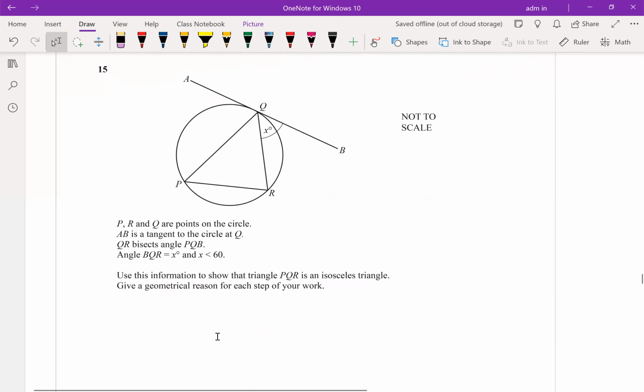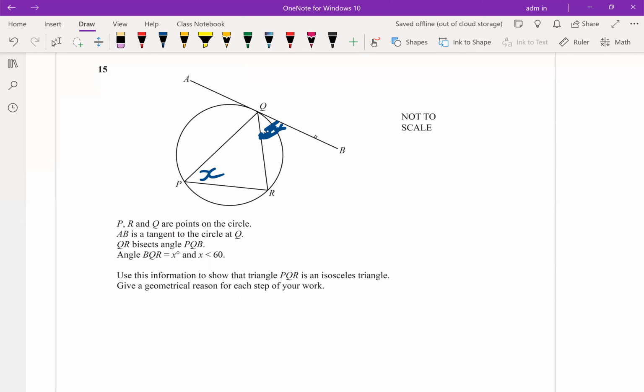Question 15. If we have a tangent and chord, remember the alternate segment. Where is the angle which is equal to x? Which angle is equal to x? Angle P. Give a reason. What is the reason? Alternate segment. Clear? Let's start to read.